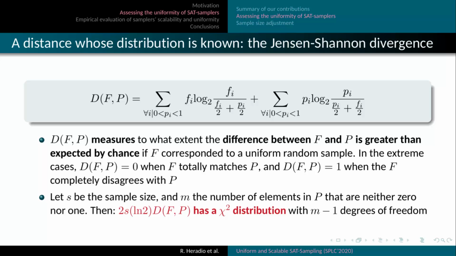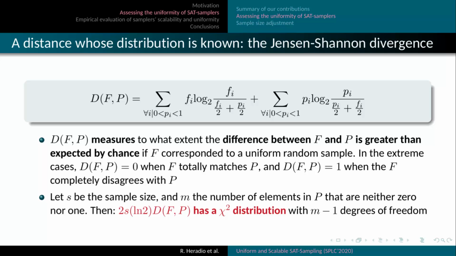To compare the empirical frequencies with the theoretical probabilities, we use the Jensen-Shannon divergence, which ranges from 0 to 1. 0 when there is no divergence at all, that is, when the frequencies and the probabilities match perfectly, and 1 when the divergence is total. It's worth noting that the divergence completely depends on the sample. If we ask the sampler to generate a new sample, we will get a new divergence.